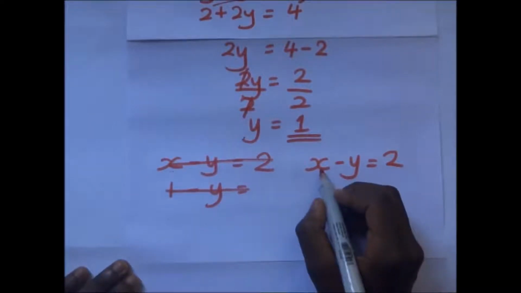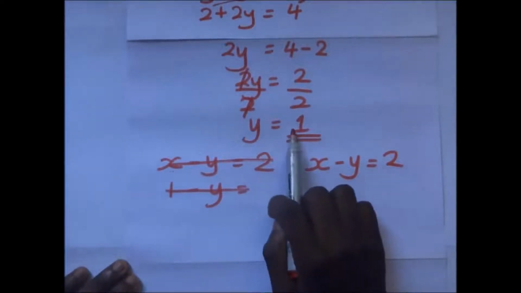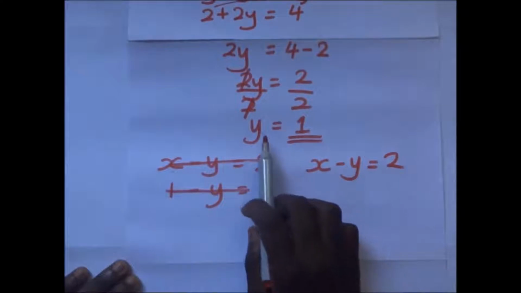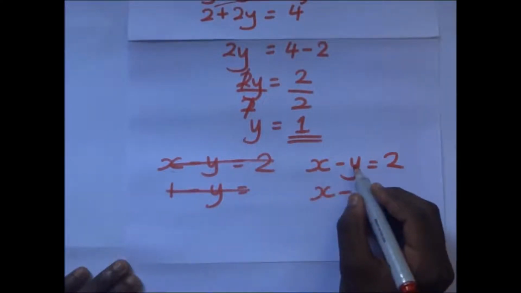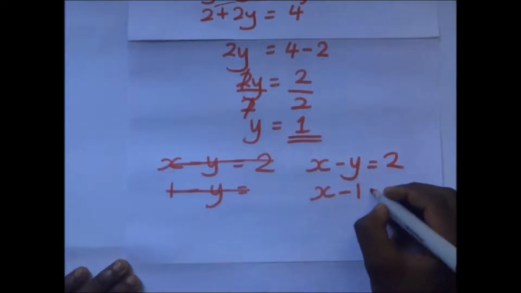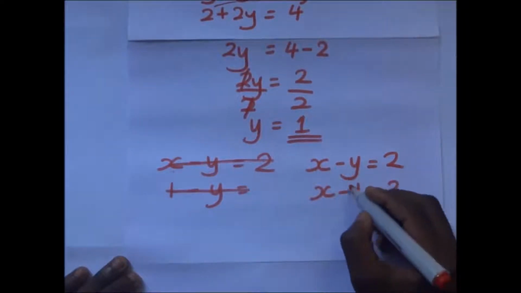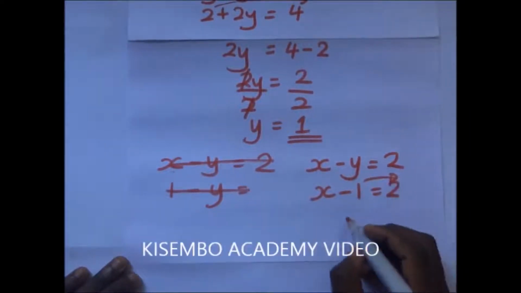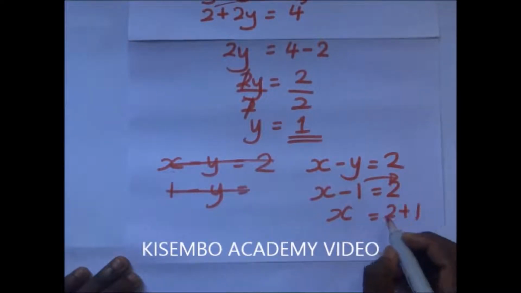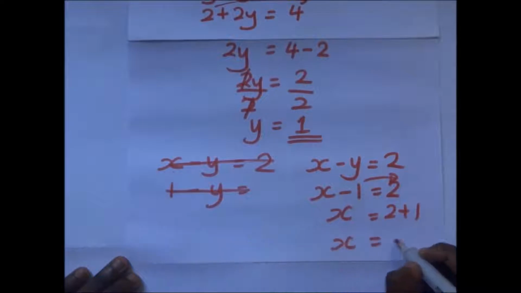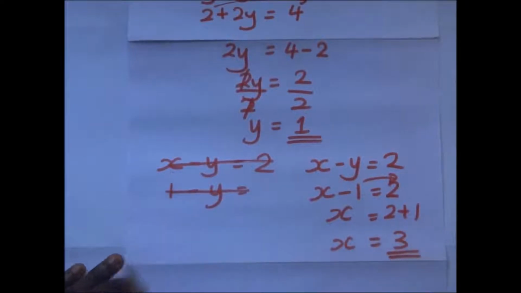Substituting the value of 1 here, it becomes x minus 1, since our value of y is 1, is equal to 2. When this negative 1 crosses to this side, we get x is equal to 2 plus 1, and we get our value of x as 3. So our answer is that y is 1 and x is 3.